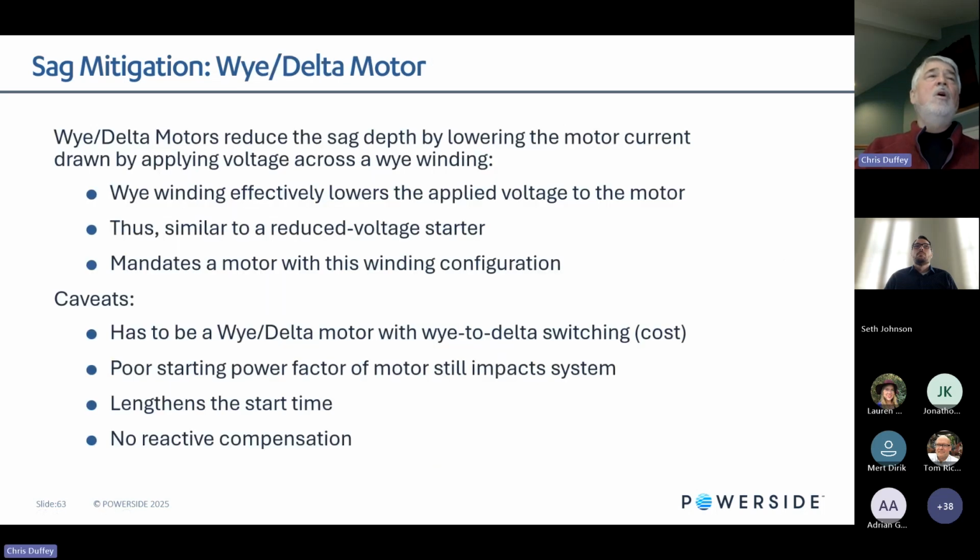Y delta motor is going to be just like a reduced voltage start. So we don't need to go into much detail here. It does it by just having a Y winding and a delta winding. And when you apply the voltage first on the Y winding, it's like a reduced voltage across the windings of the motor.